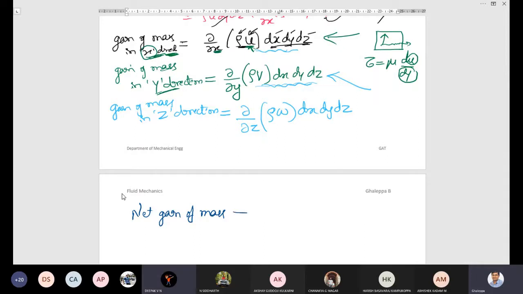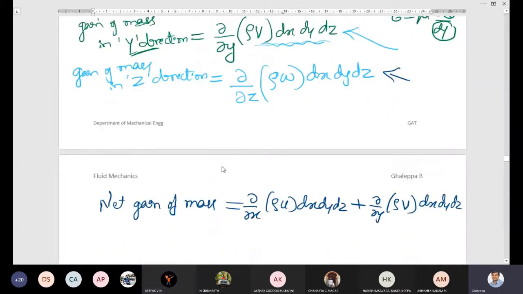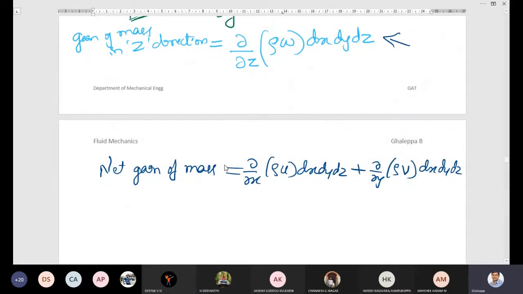So it is equal to the total. You need to add all three equations. So I will write here: dou by dou x of rho u dx dy dz, plus dou by dou y of rho into v dx dy dz. Here again I will write plus, one more term along z direction, dou by dou z of rho w dx dy dz.